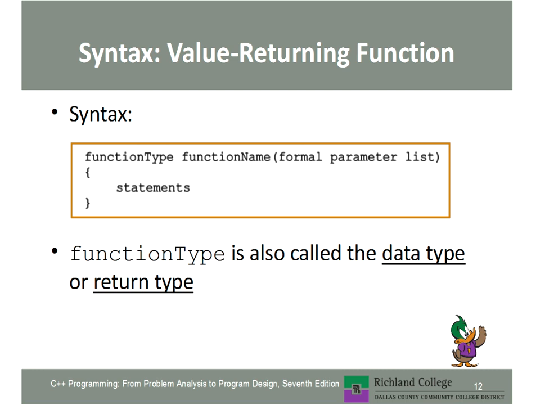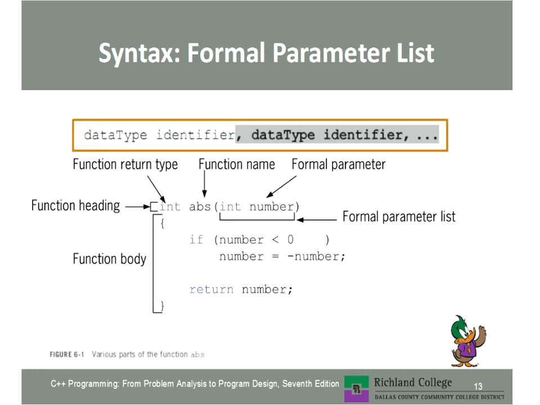Then you have the function name, and then in the parentheses we have the formal parameter list. So what do we need to have? The formal parameter list contains the data type and the name of the identifier. And the function has a body, and with the function body you have statements. That's when you actually do the work.